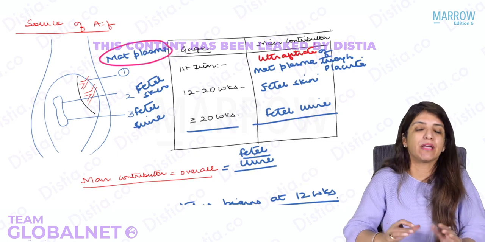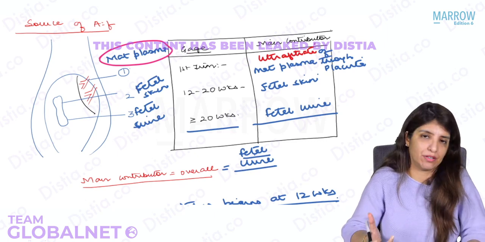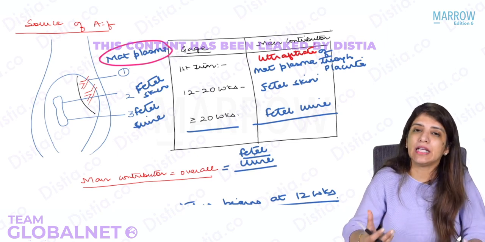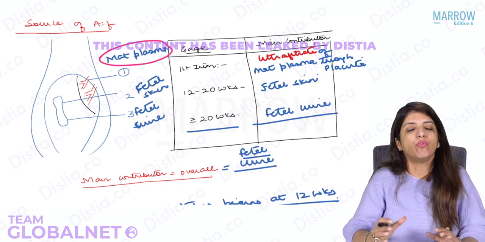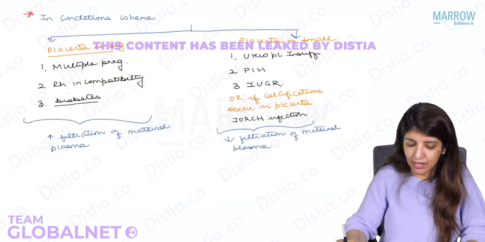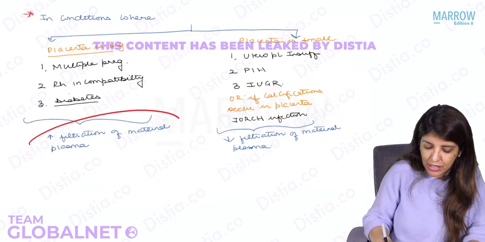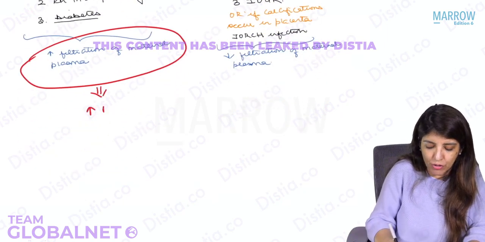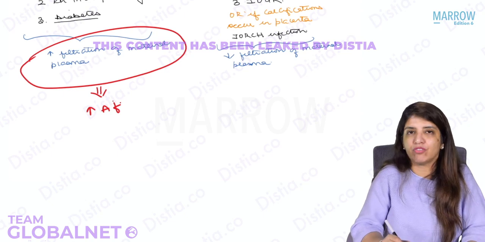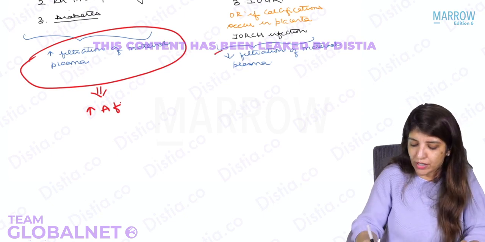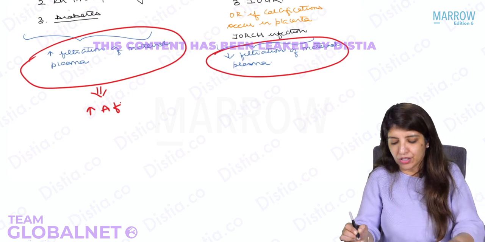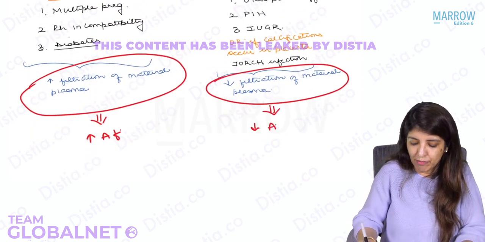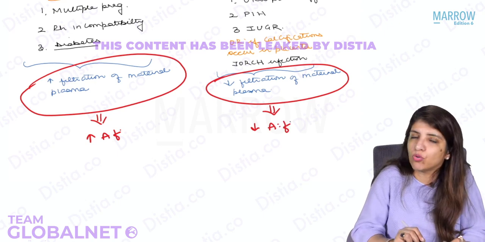That is common sense. The bigger the placenta, the thicker the placenta, more blood vessels will be there and there will be increase in filtration. And when there is a big placenta, that means there will be increased filtration of maternal plasma and that is going to lead to increased amniotic fluid. Similarly, if there is a small placenta, there will be decreased filtration of maternal plasma and that is going to lead to decrease in amniotic fluid. This is clear to all of you?